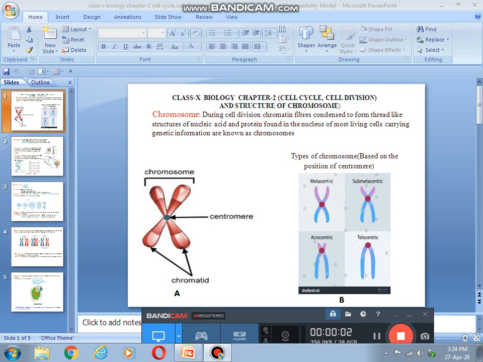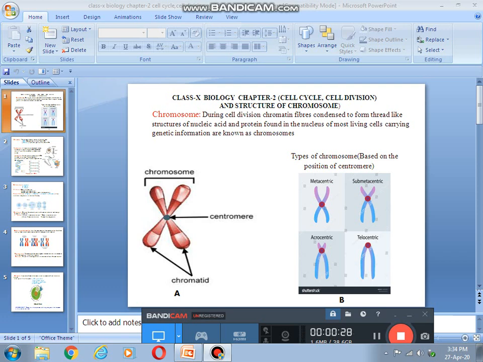Dear students, I am going to teach class 10 biology chapter 2. In this chapter you will learn about cell cycle, cell division and structure of chromosome. I am starting the chapter with structure of chromosome.